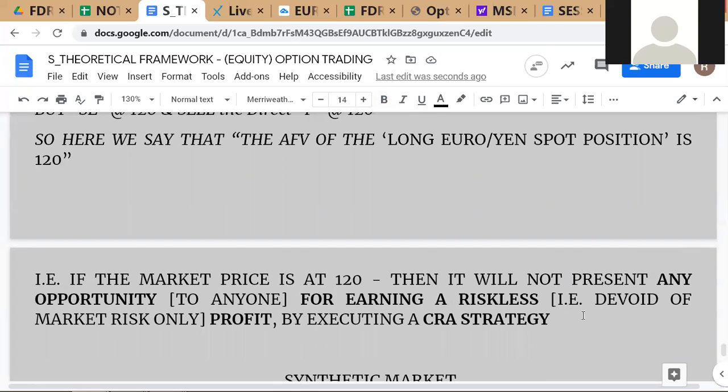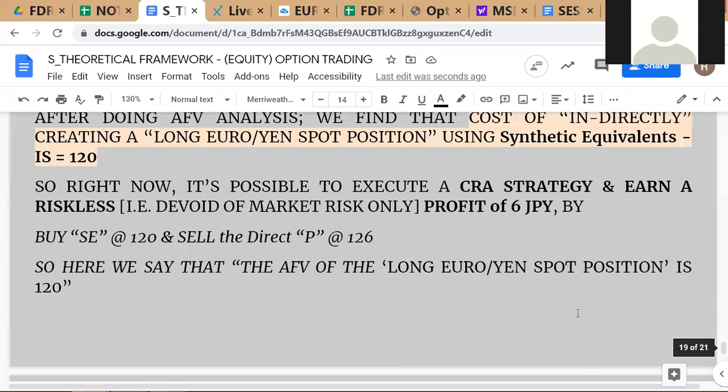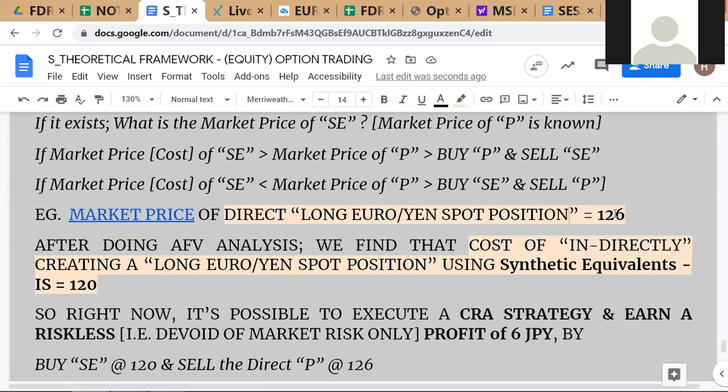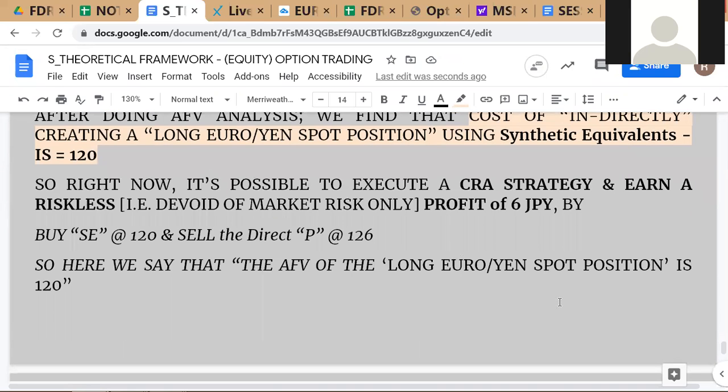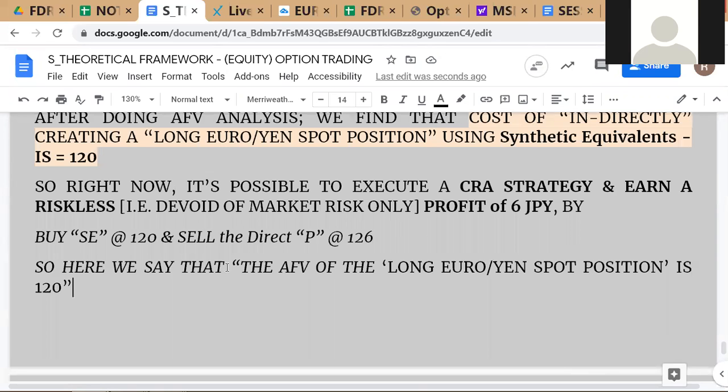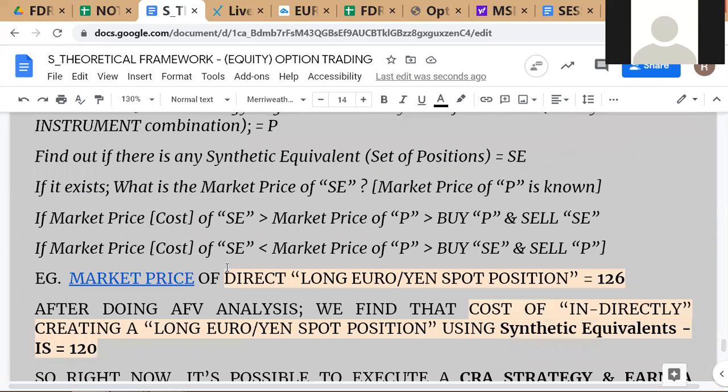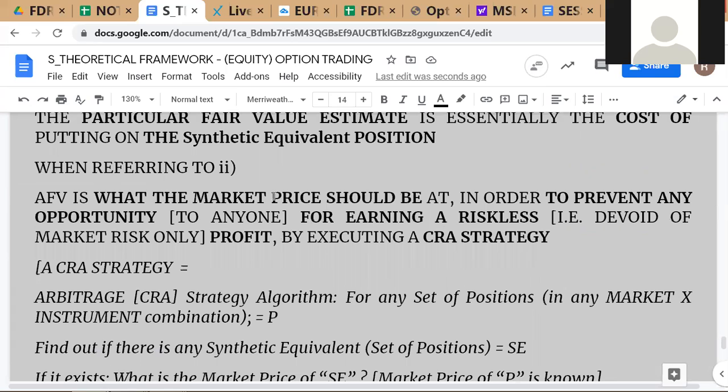profit by executing a CRA strategy, because if the market price is at 120 instead of 126, then the synthetic equivalent is 120 and the market price is also 120. So they are equal. Therefore there is no opportunity to earn any profit. You cannot do either this or that. So here we say that the AFV of the long Euro-yen spot position is 120, which means if the market price, now you can understand what I'm saying here, that the AFV is what the market price should be in order to prevent any opportunity to anyone for earning a riskless profit by executing a CRA strategy.